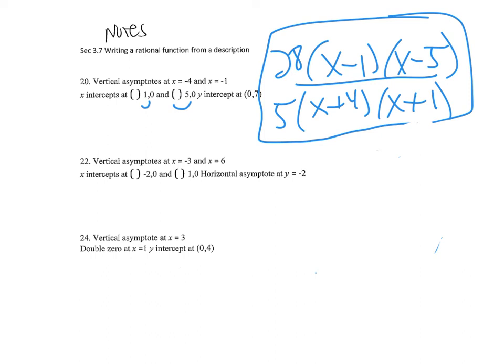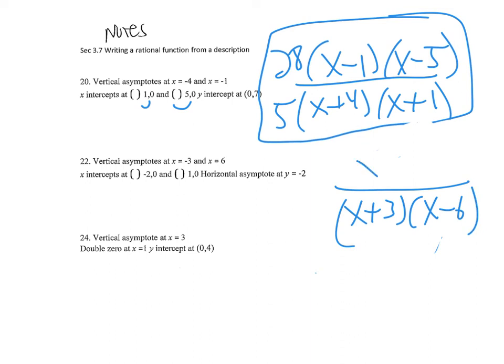So vertical asymptotes at -3 and 6. So x plus 3, x minus 6. And I see x-intercepts at -2 and at +1. So x plus 2, x minus 1. And then they're telling me there's a horizontal asymptote at -2. I see an x squared over x squared, so I'm just going to slap the -2 right there.